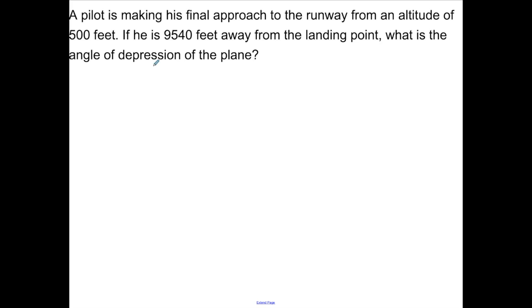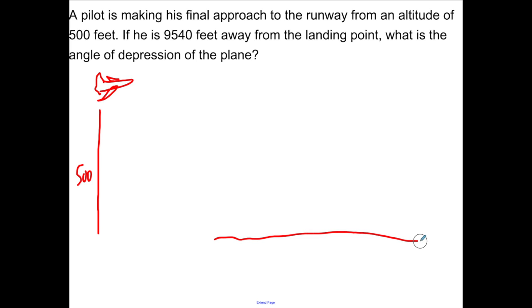So look at this. A pilot is making his final approach to the runway from an altitude of 500 feet. So we have a plane here. Here's my plane. Okay, so our plane is 500 feet. That's the altitude, so this is 500. And then the landing point is down here somewhere. It's going to land over here somewhere.